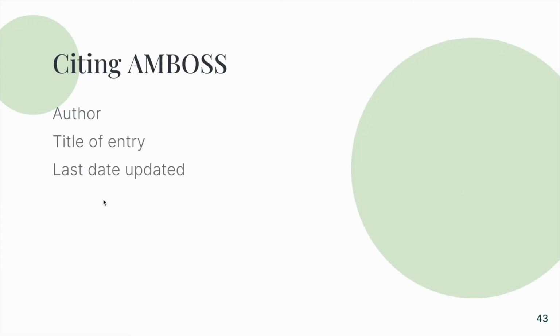And then citing in Amboss. So we know a lot of students are using Amboss, and that's great. It is a wonderful tool. I can understand the appeal for students, but we definitely at the medical school want you to balance your use of tools like Amboss with actual primary resources and journal articles. So you need to know how to use the textbooks. You need to know how to search and find journal articles using databases like PubMed. But if you are going to be using Amboss, at the very least, include the author of the entry, title of the entry, and the last date it was updated.